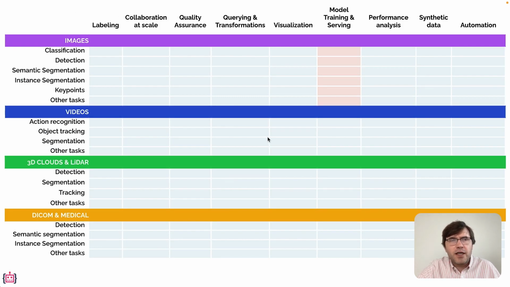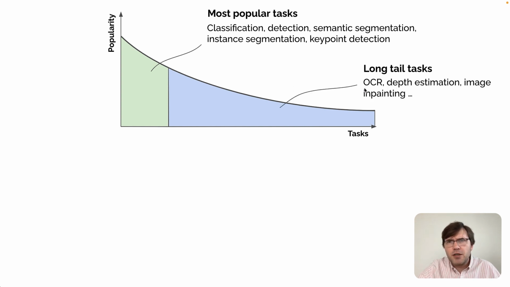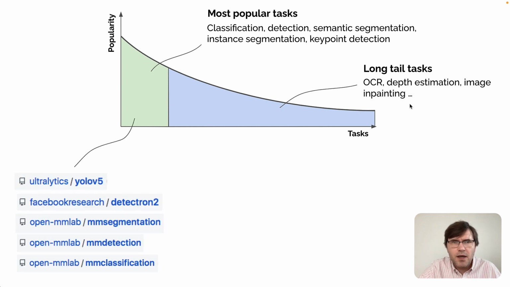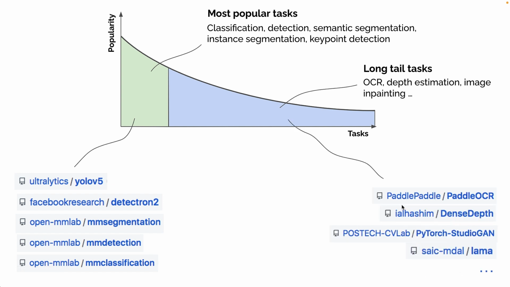Okay, let's move next to the neural networks in Supervisely in the context of images. So when it comes to images, there are popular tasks like classification, detection, semantic segmentation, instance segmentation, and so on. And there are long-tail tasks like OCR, depth estimation, and other tasks as well. And when it comes to the most popular tasks, there are really good repositories like, say, YOLO v5, Detectron, MM segmentation, MM detection, and so on. And there are also good repositories for long-tail tasks.